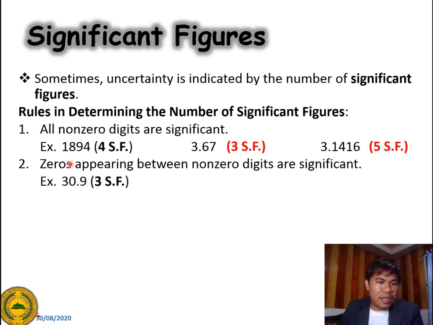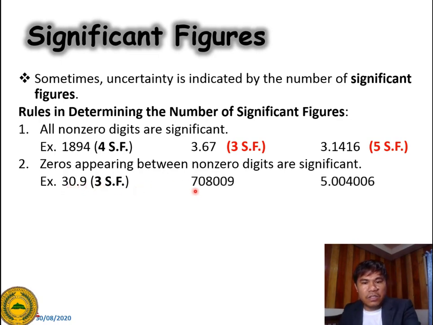Next is zeros appearing between non-zero digits are significant. So here we have 0 appearing in between non-zero digits, so you have 3 and 9. So this is always significant. In this case, we have 1, 2, 3, so that makes it 3 significant figures. Also, we have here 1, 2, 3, 4, 5, 6, so you have 6 significant figures. And also with this one, you have 1, 2, 3, 4, 5, 6, 7, so you have 7 significant figures.